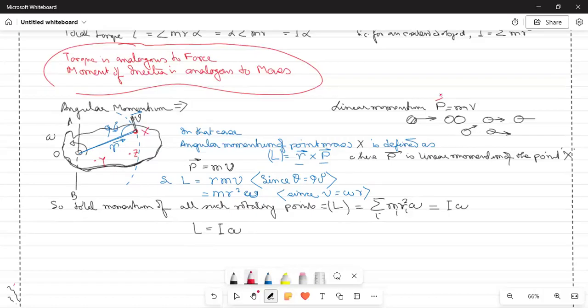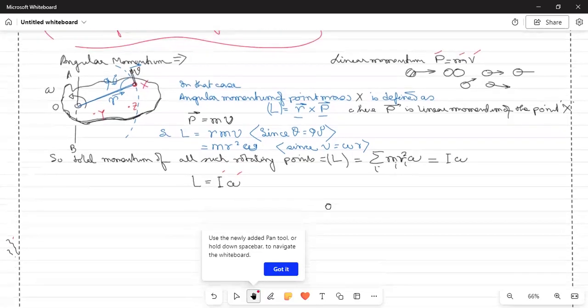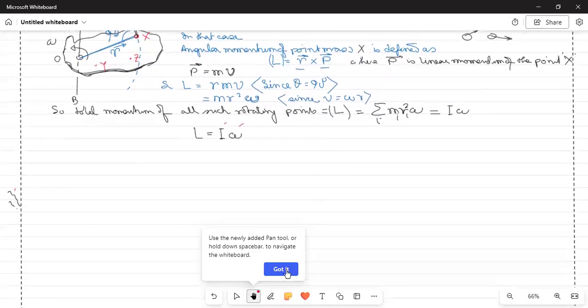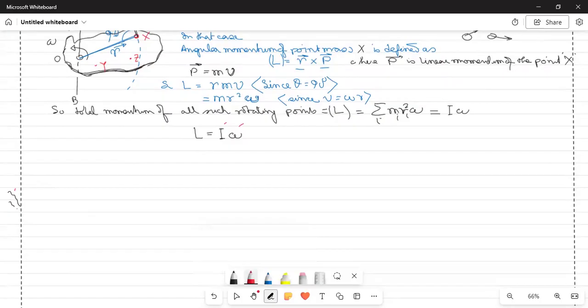Linear momentum P was equal to the product of mass and linear velocity. And in rotational motion, it is the product of moment of inertia and angular velocity. So this analogy between these two chapters still remains. Linear velocity has been replaced by angular velocity, and mass has been replaced by moment of inertia, which we have seen earlier also. In rotational motion, the quantity of mass behaves as if it is the moment of inertia.